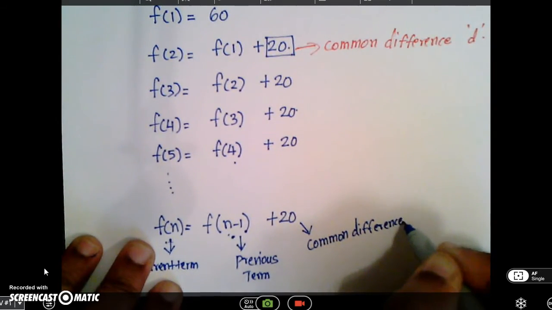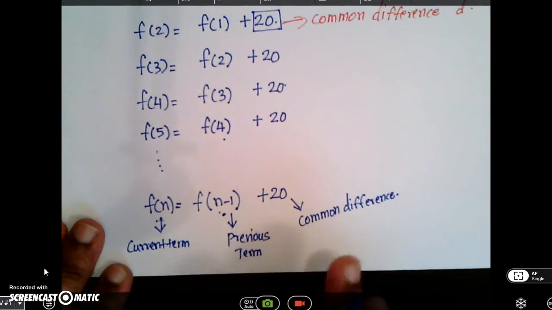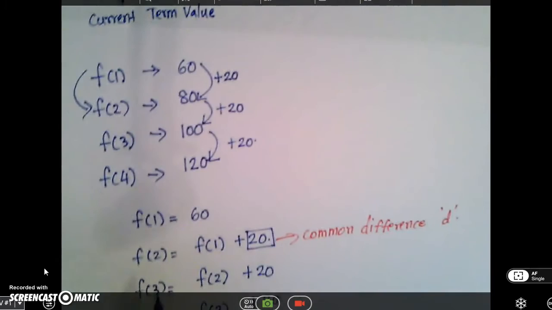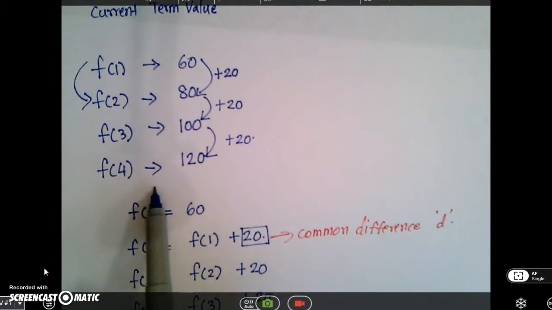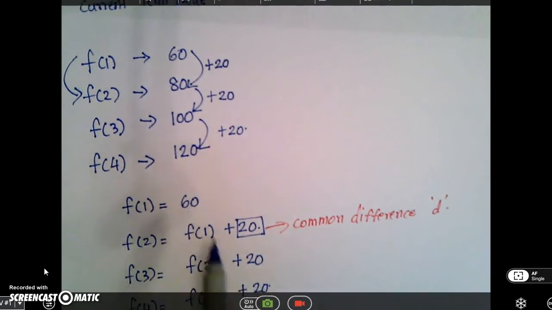So if I have to generalize my recursive rule, I always write it in two parts. Remember we said my f of 1 does not have a term prior to that. So I need to know where I'm starting, so I have to give you that information.